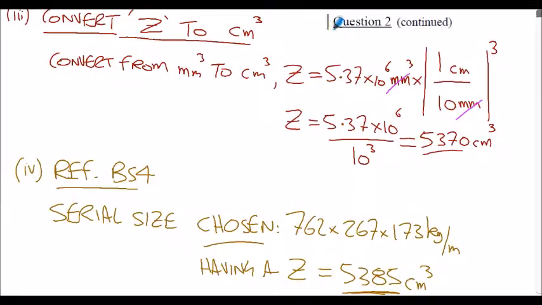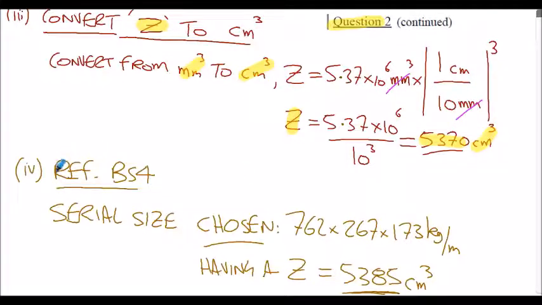Question 2 continued. So as always, we need to convert the Z from millimeters cubed to centimeters cubed. Basically, we divide by 1,000. So the minimum Z we need is 5,370 centimeters cubed.